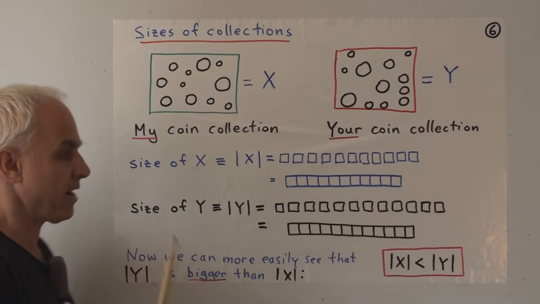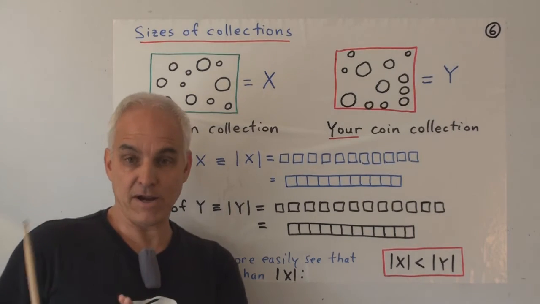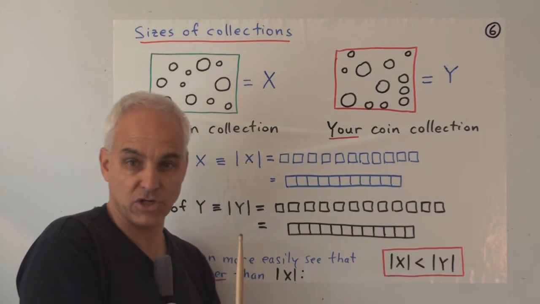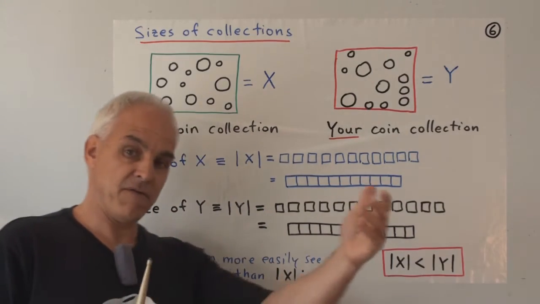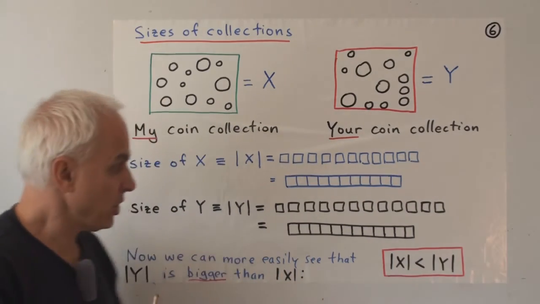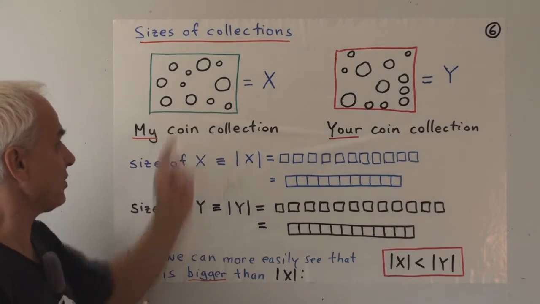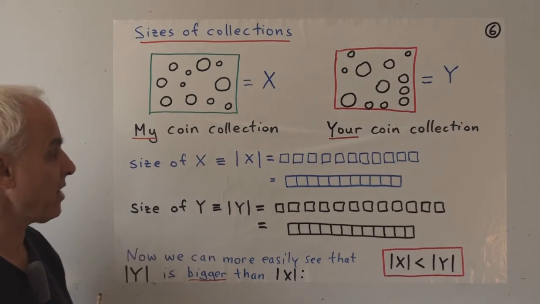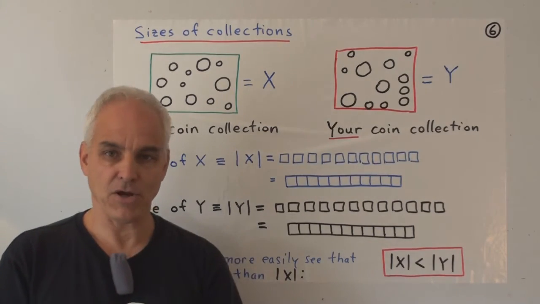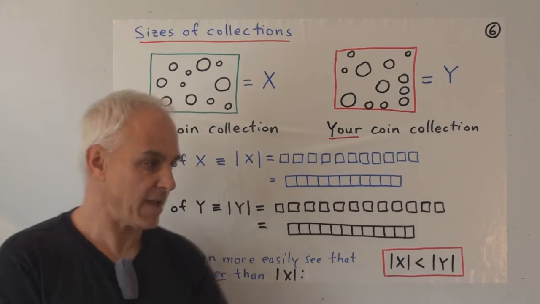Well, your collection and my collection might be in different places. I might have my collection hidden in my house, and you have your collection hidden in your house, or maybe we live far apart in different villages. So one way of deciding that is to count how many are in my collection and to count how many are in your collection. So how do we do this counting?